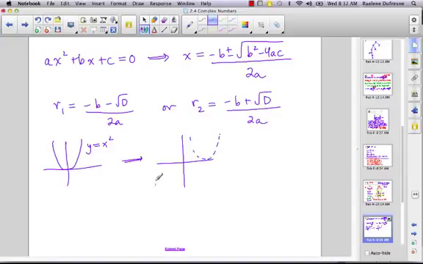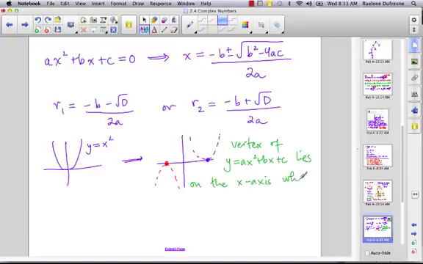And it could also be concave up or concave down, depending on what the value of a is, positive or negative. But we would only get one root, and that would be the case when the vertex lies on the x-axis. So we should be making the connection that the vertex of y equals ax squared plus bx plus c lies on the x-axis when the quadratic discriminant, b squared minus 4ac, is equal to 0. So now we can solve part B of the question.